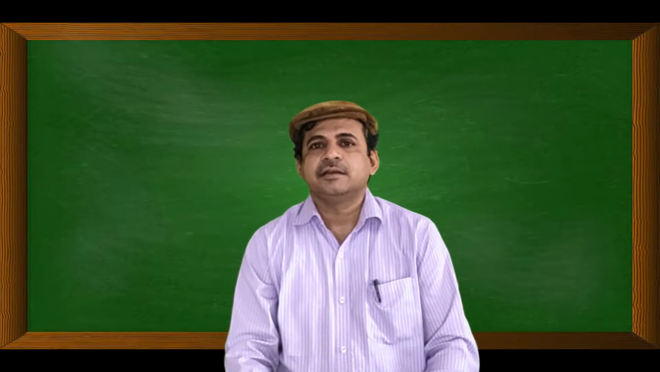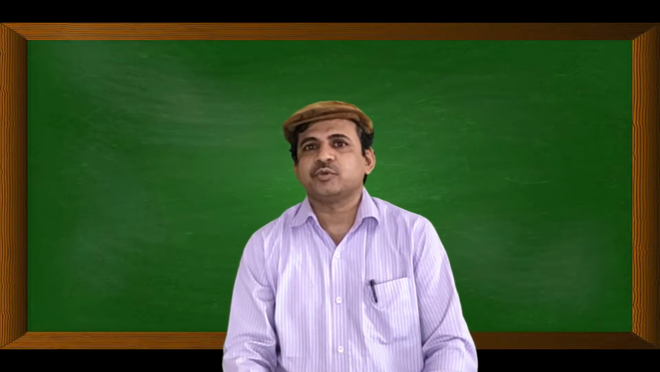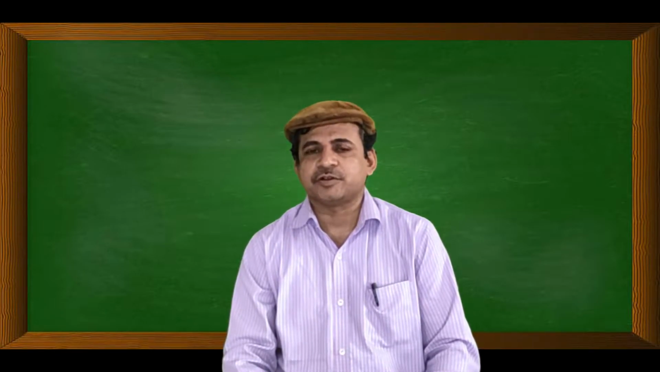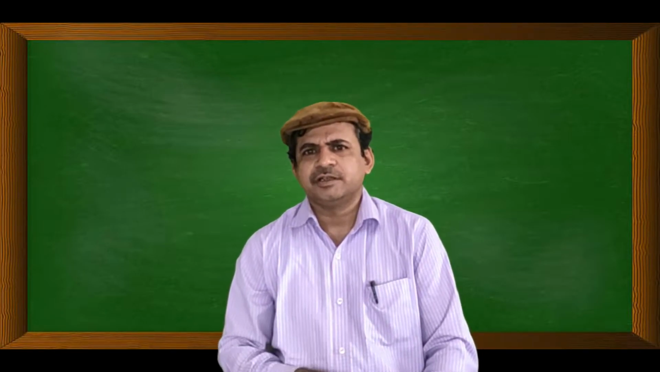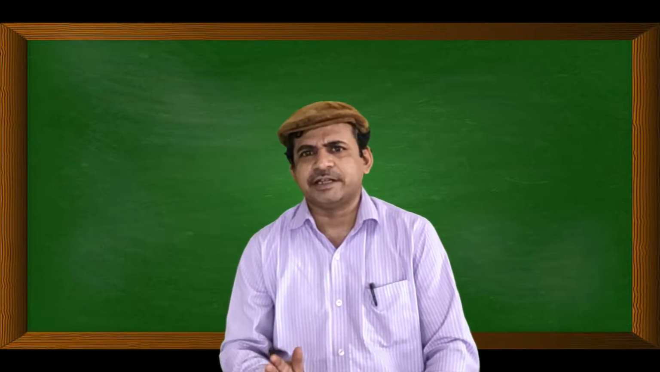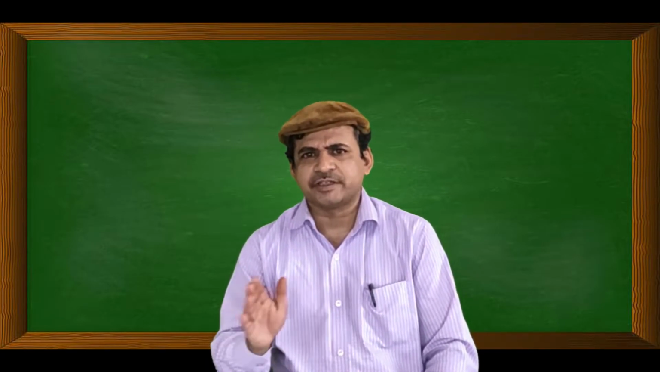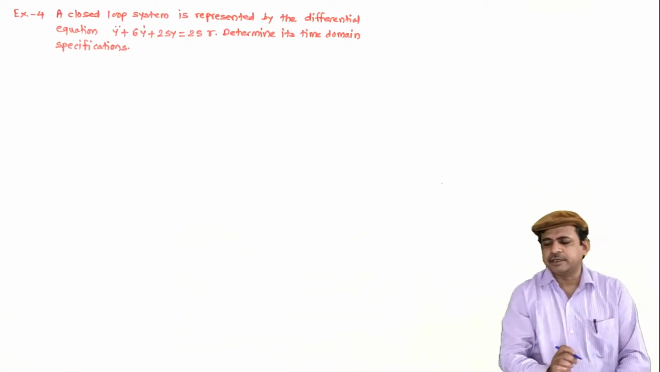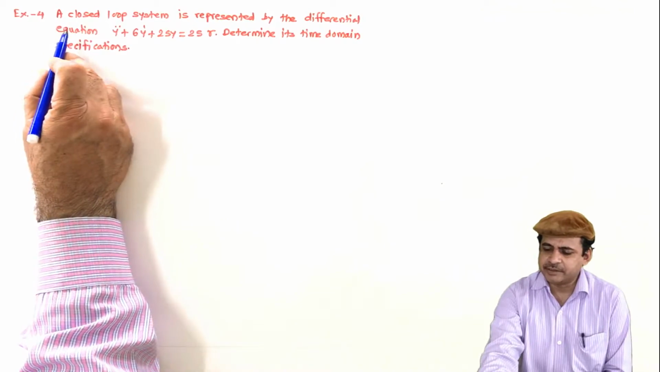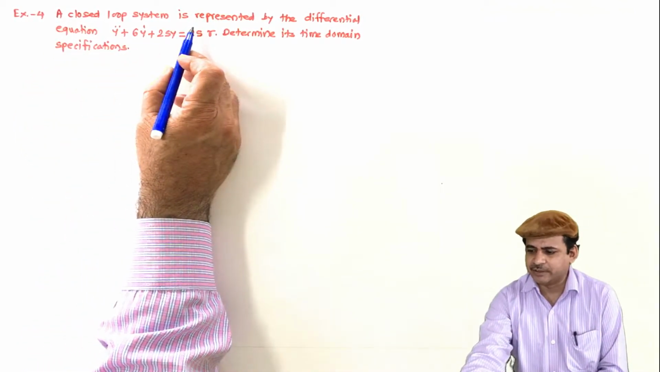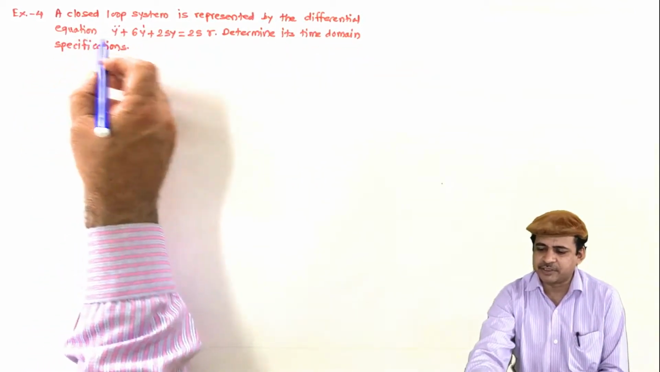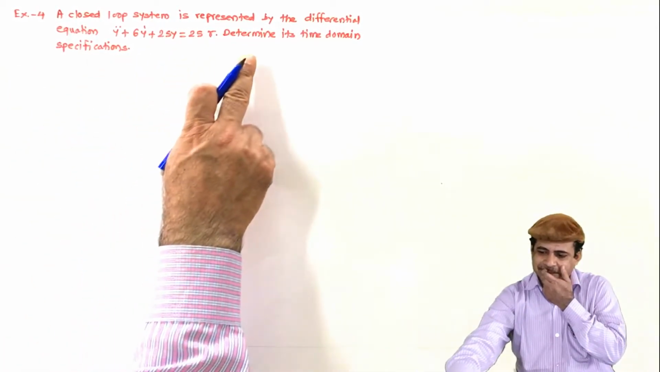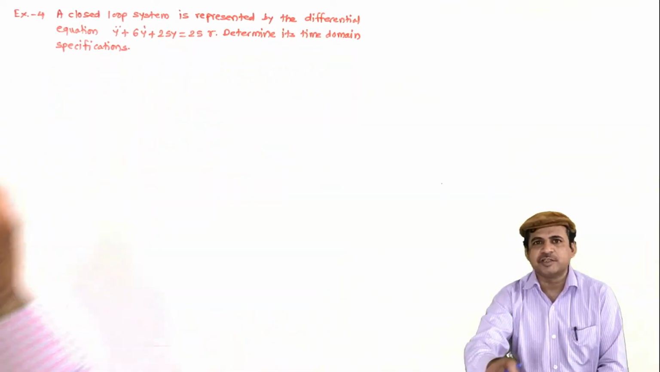Welcome back. In the previous lecture, we have solved few examples on the time domain specifications of second order system. In continuation, with different variety, we will solve few more examples in this lecture. Let us start immediately. So here, the given example is the closed loop system is directly given, but it is represented by the differential equation. So instead of transfer function, here the differential equation is given. And what is asked to determine is time domain specification.